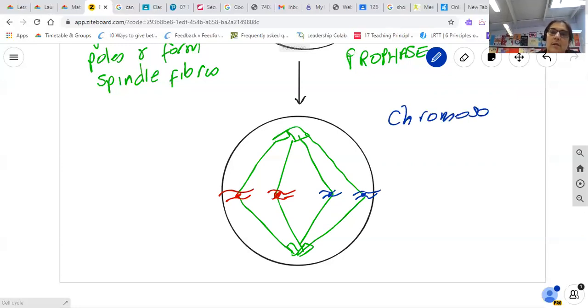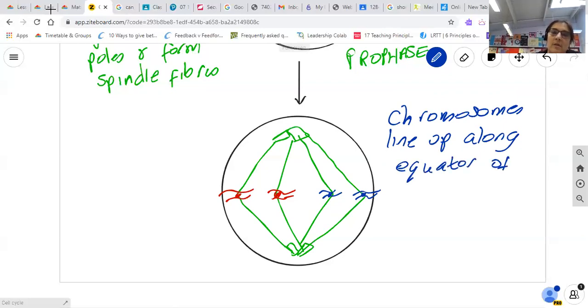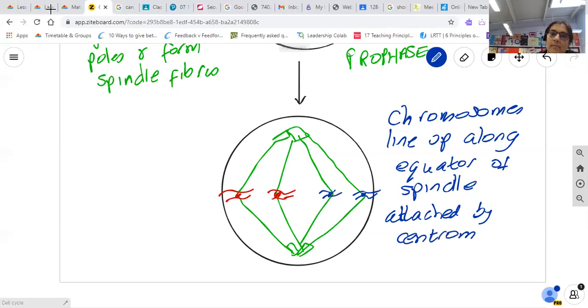Okay, so chromosomes line up along the equator of the spindle, attached by their centromeres. Okay, so that's pretty much the end of metaphase.